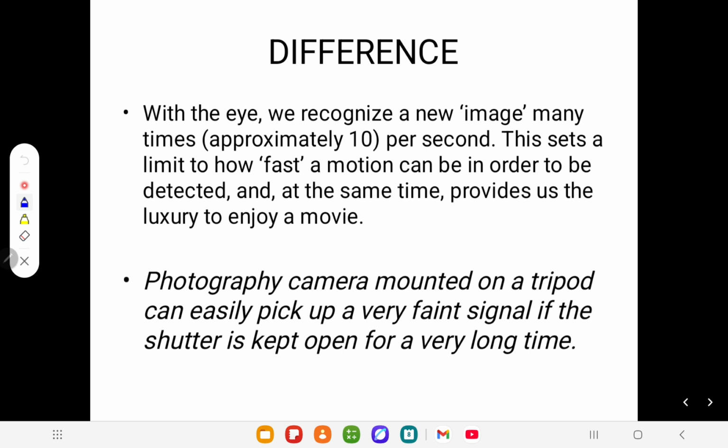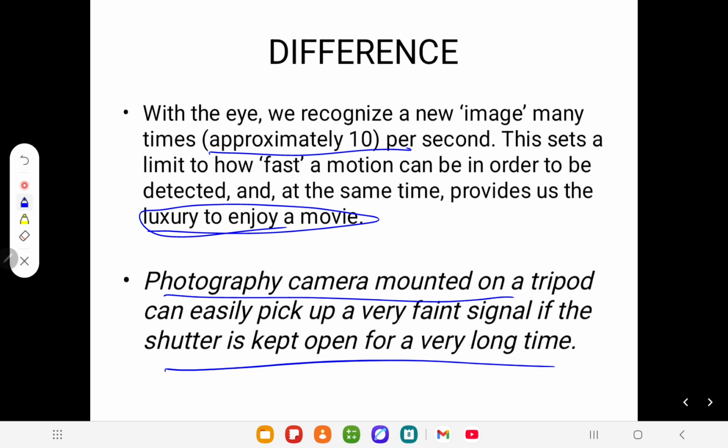So another difference, with the eye we recognize a new image. This is the visual perception stuff, isn't it? We cannot recognize if the image is shifting so fast, like 10 images per second. That's why we can enjoy the movie, isn't it? A movie is just shifting the images in a very rapid manner. But in the case of a photographic camera, that's not a problem. Can you imagine? You just put your iPhone there and it can take days-long video, and it can incorporate minutes-long video, isn't it?